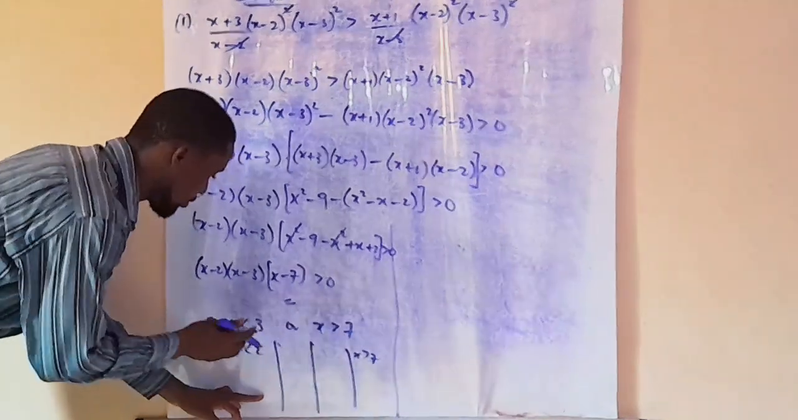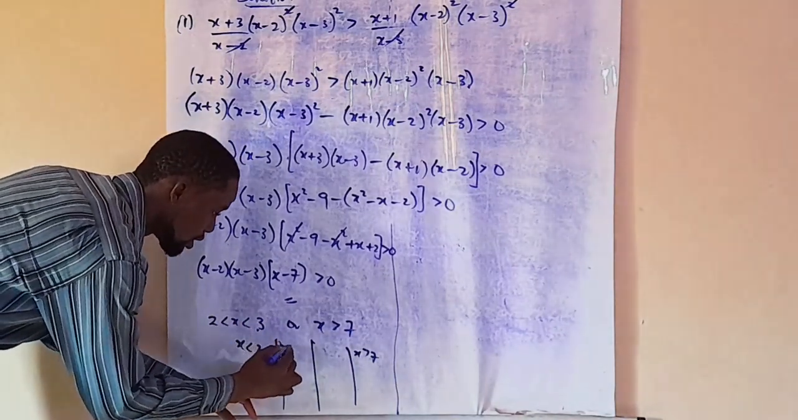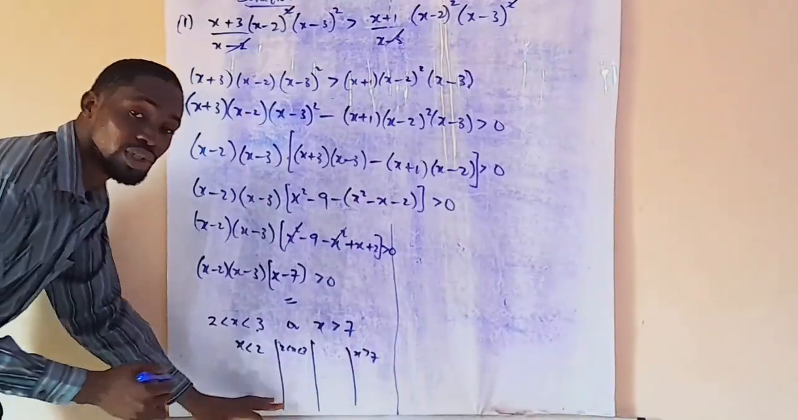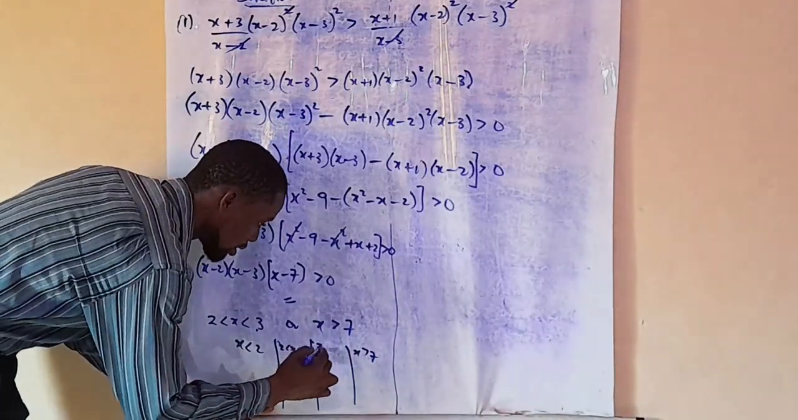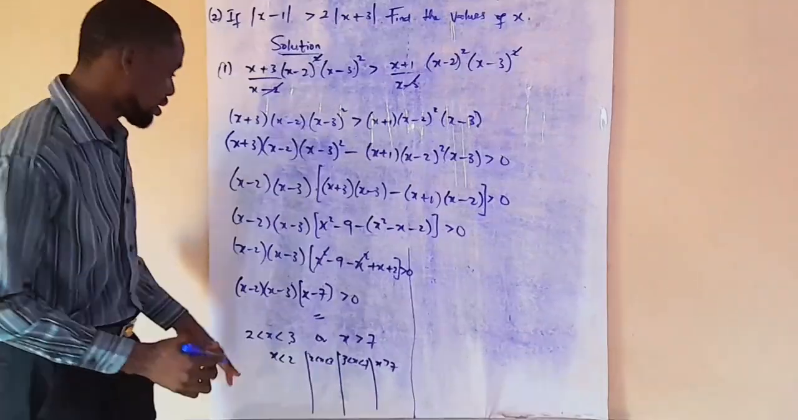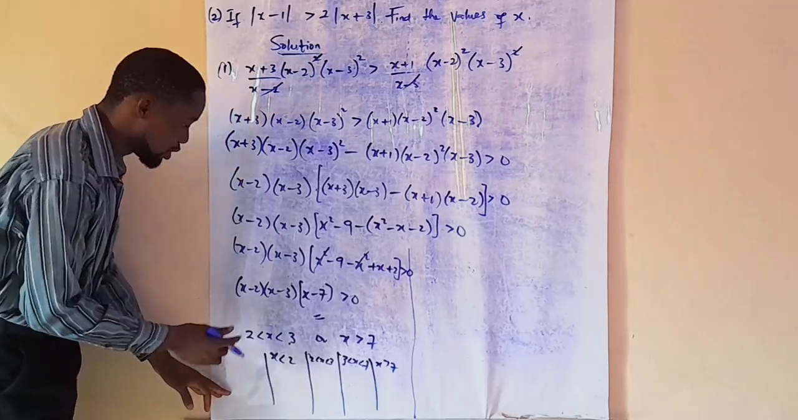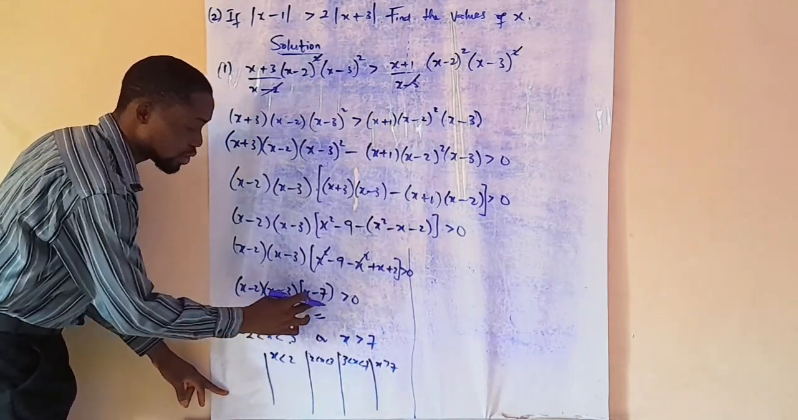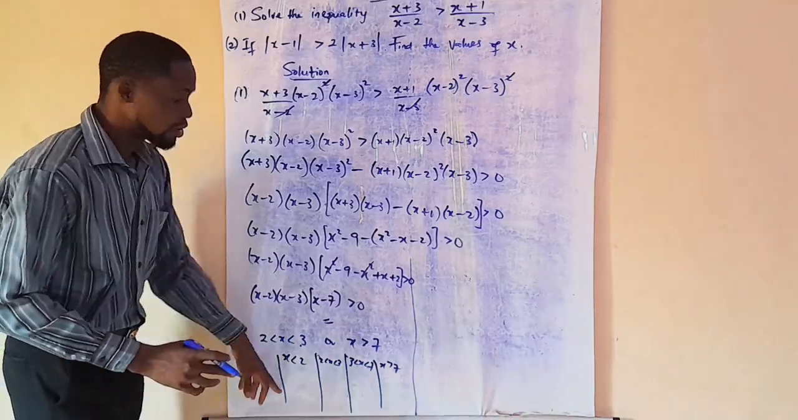In between you now have 2 and 3, which is 2 is less than x, less than 3. Then you will have 3 and 7, which is 3 is less than x, less than 7. At this point, when you test, by putting x minus 2, x minus 3, x minus 7, join these two, take 3, test and get your answer.